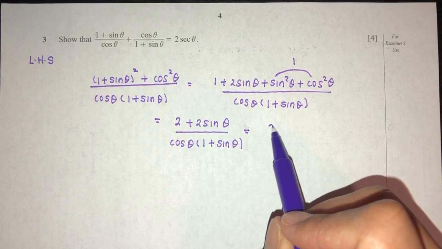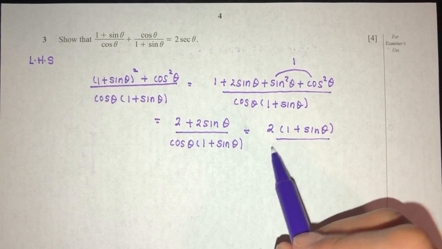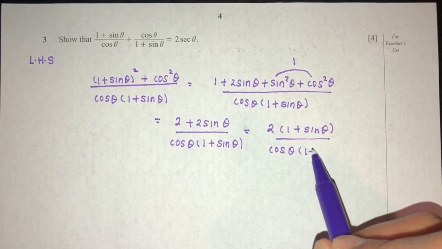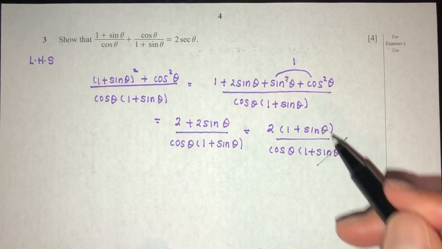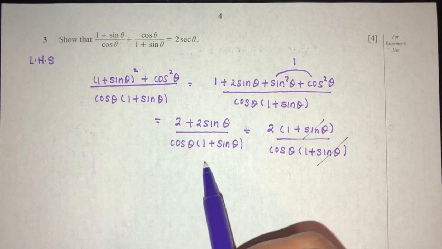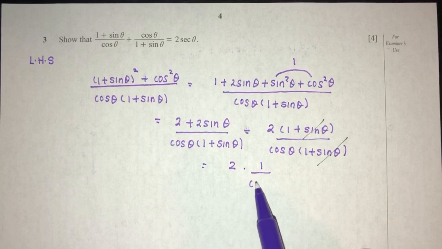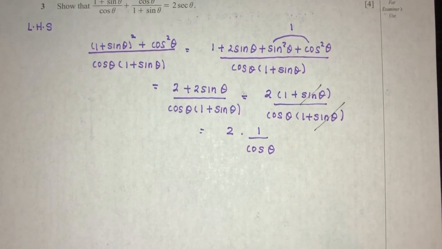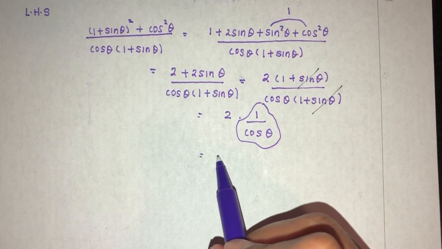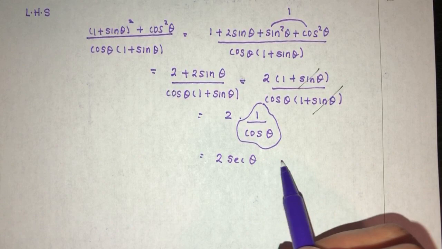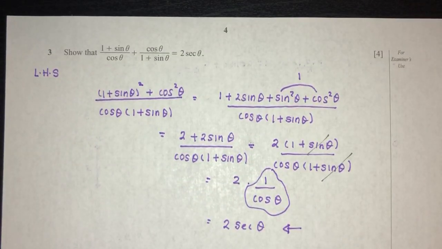Simplify, we can factorize the 2 outside. You will have 1 plus sine theta, divided by cos theta and 1 plus sine theta. Now it is pretty obvious these two will cancel out, right? So you will have 2. You can rewrite this as multiplied by 1 over cos theta. Now you guys must know 1 over cos theta is simply sec theta, so that will be 2 sec theta. And this is shown as required for the question. That is question number 3.